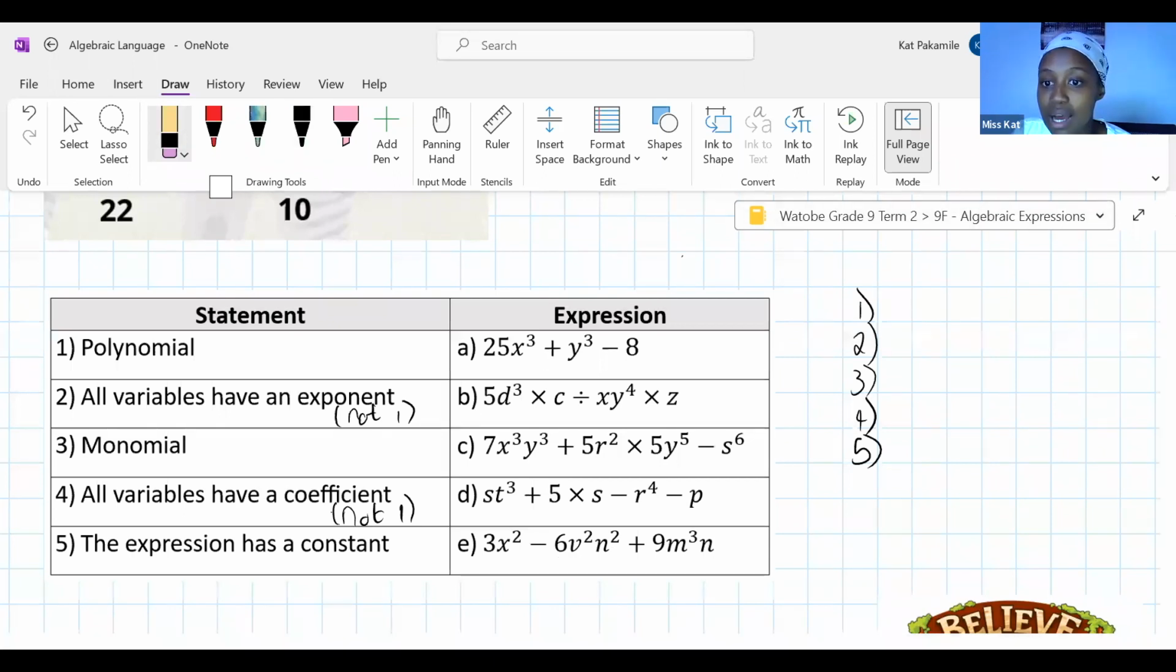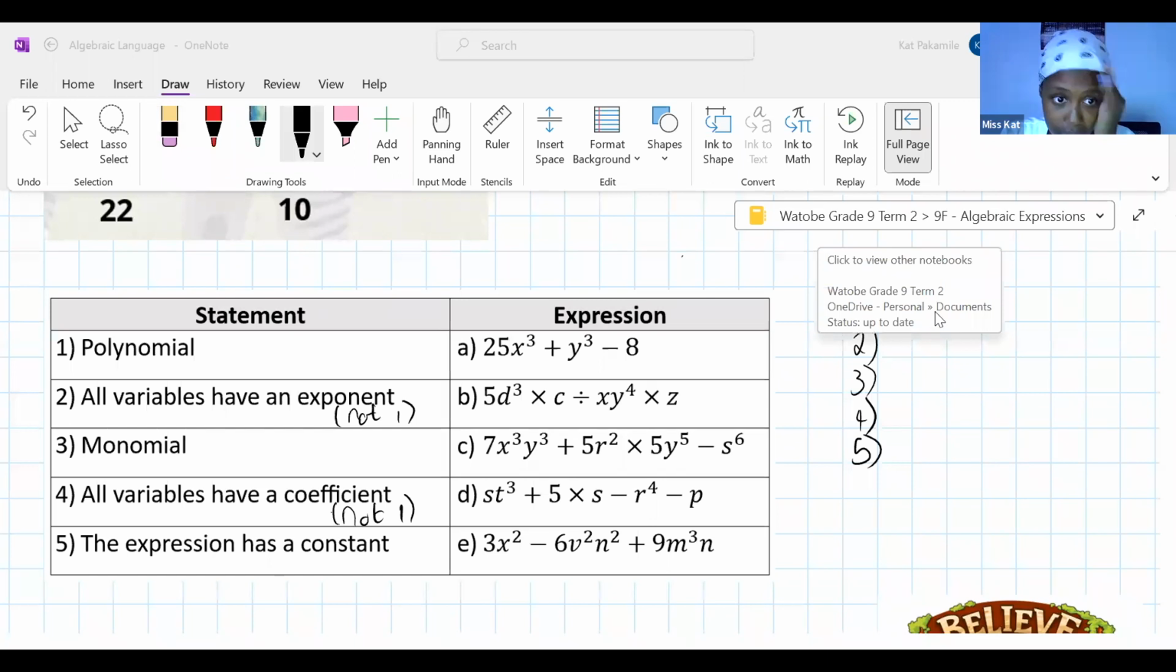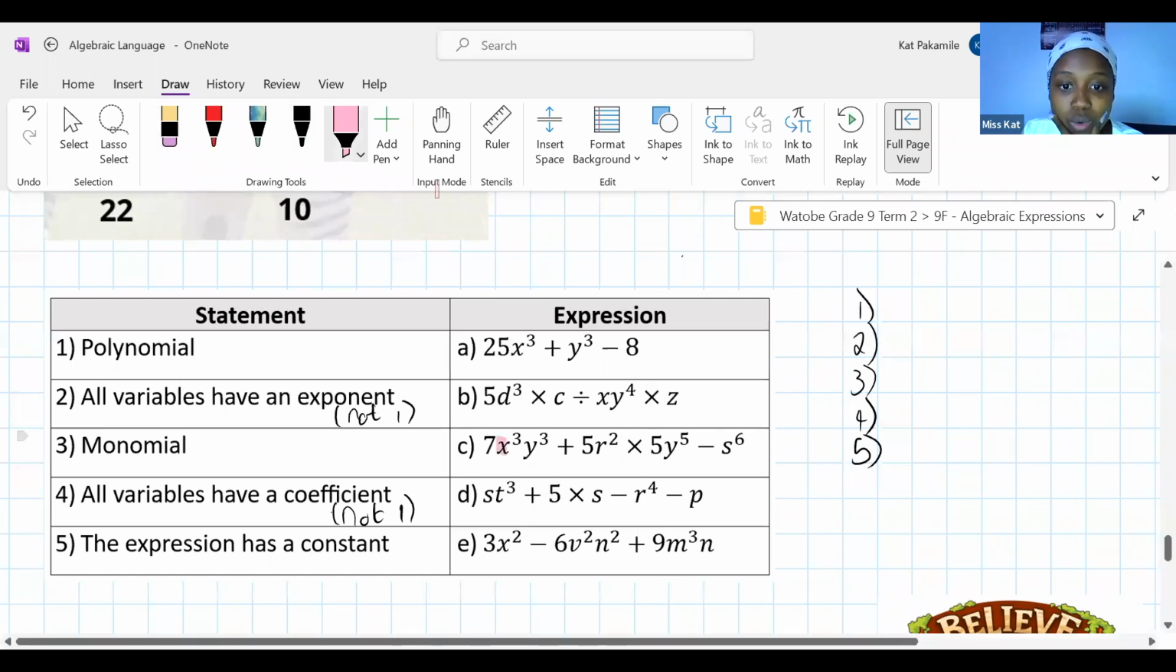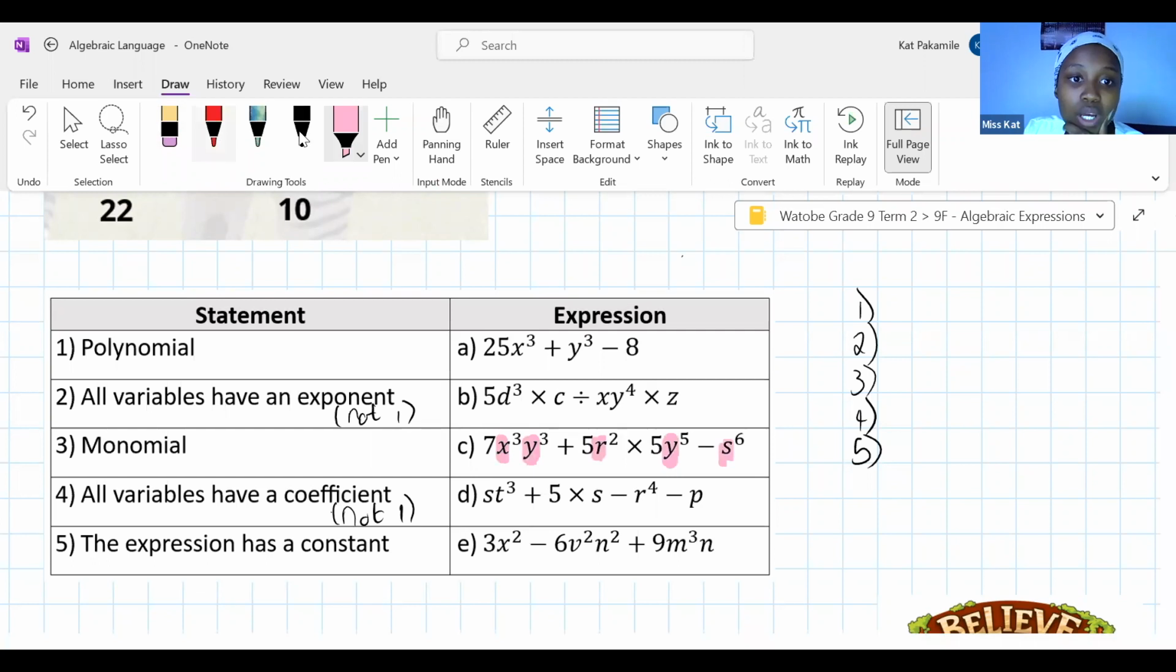I need more hands, guys, more hands to try and solve this. Let's get more hands up. There we go. Nolutando. Hi, Nolutando. Hi, ma'am. Let's hear what you have. Ma'am, I think that number 2 is C. Number 2 is C. Is that what you said? Yes, ma'am. Okay. Let's check. X has an exponent, Y has an exponent, R has an exponent, S. There we go. Number 2 is indeed C. Thank you very much.